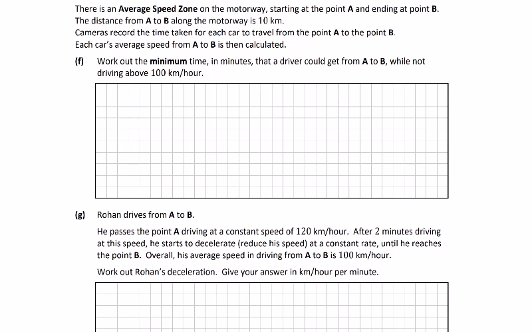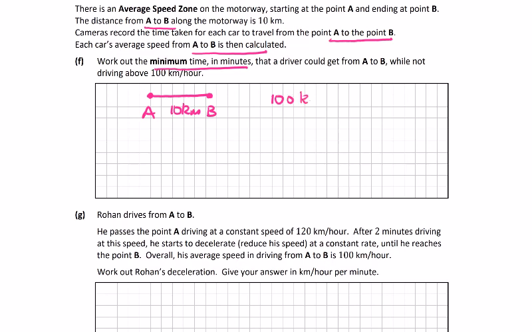Part F and G, average speed zone on the motorway. The distance from A to B is 10. Just do a little graph. A to B is 10 kilometers. Cameras record the time taken. This is the new average speed. Average speed is calculated. Work out the minimum time in minutes a driver could get to A to B while not driving faster than 100 kilometers an hour.